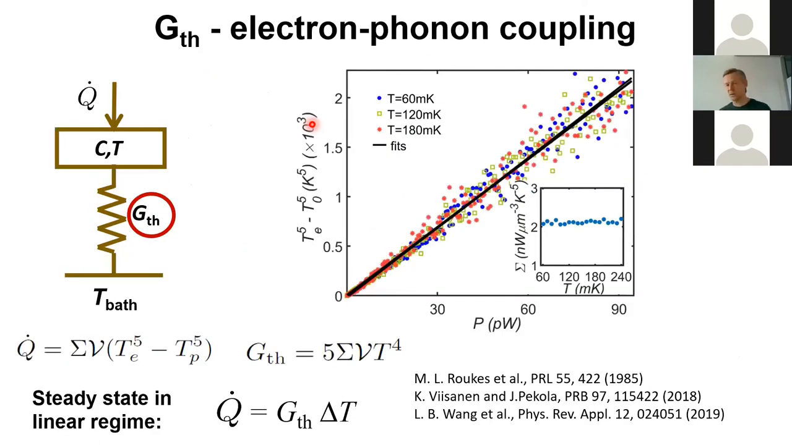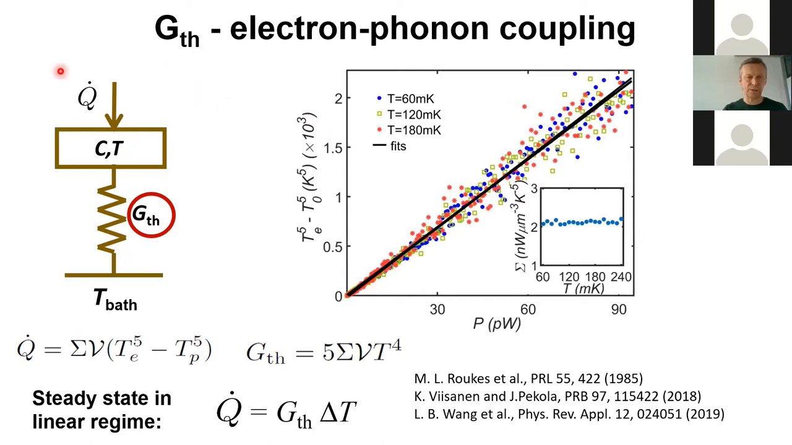One more element on this toolbox is the electron-phonon coupling. Now, in order to really have measurements of heat currents, we need to measure the temperature, but then we need to relate it somehow to this heat current. So we are back to the bolometry now.